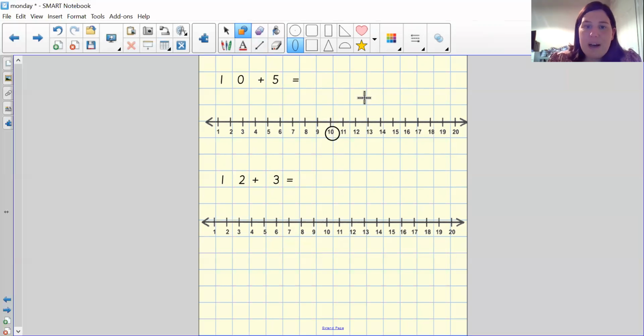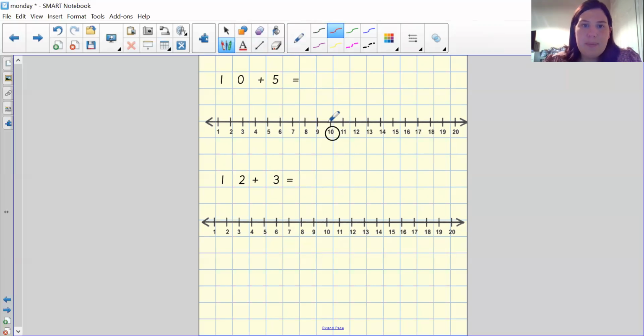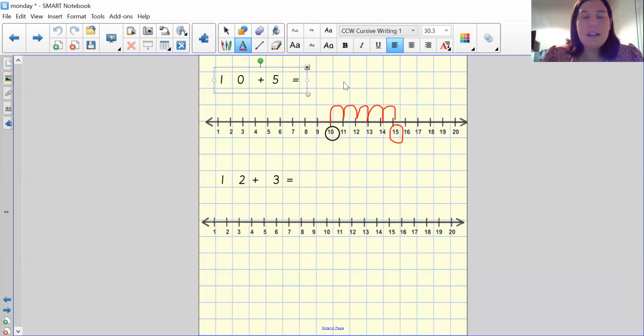So that means I'm going to do 5 jumps to my right. So you can count along with me. Ready? 1, 2, 3, 4, 5. And I've ended up on this number here. Can you tell me what that number is? Well done, it's 15. So 10 add 5 equals 15.